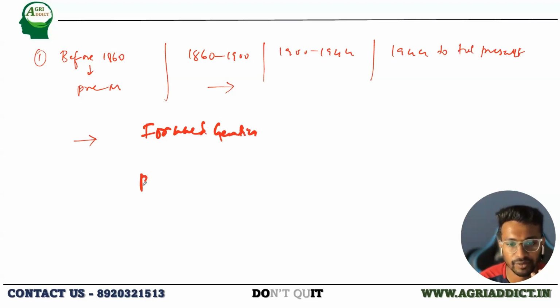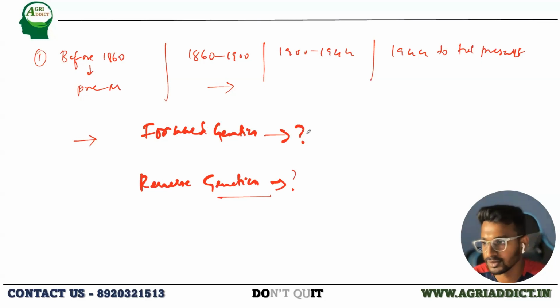Can anyone tell me what the difference is, and what forward and reverse genetics mean? By the term itself, you already know that they are opposite to each other. That's fine, but what does it mean? What is forward genetics and what is reverse genetics? Yes, anyone?